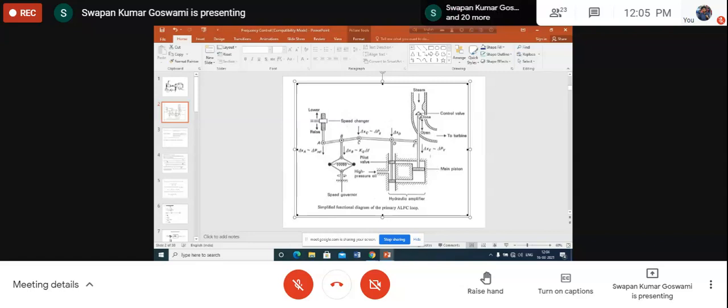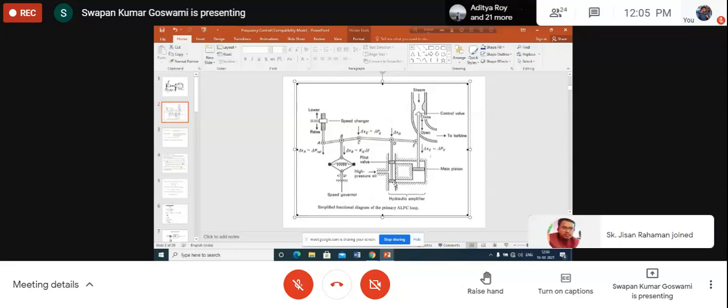So the opening of the steam valve is steady state. At steady state, there is no oil movement. No oil movement means this opening here is totally closed by this pilot valve, and this opening also is closed by the pilot valve. These pilot valves are so designed that at steady state, this opening will be closed and this opening will be closed.